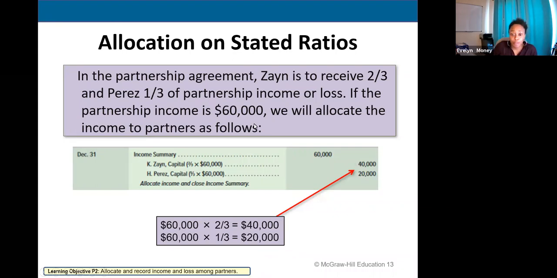We debit income summary for the full amount of net income, and we credit each partner's capital account for their share of the partnership income. So when we say stated ratios, it could be 2/3 or 1/3. It could also be 67% and 33%.